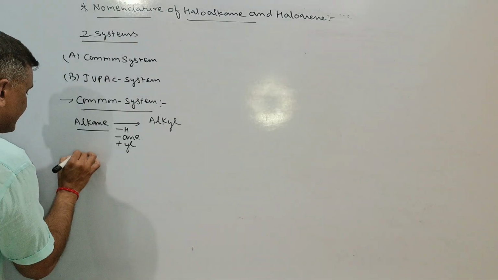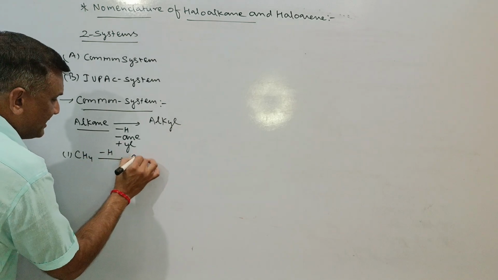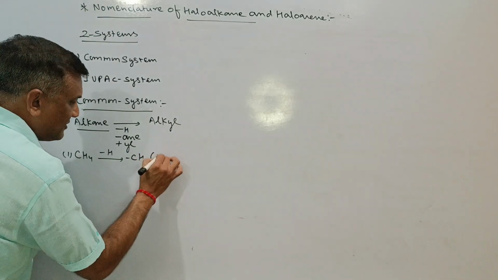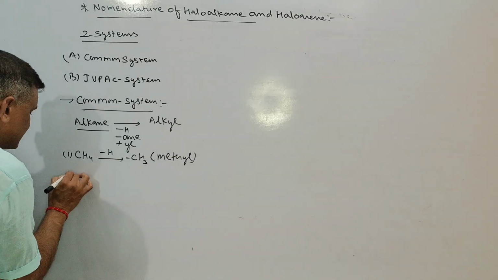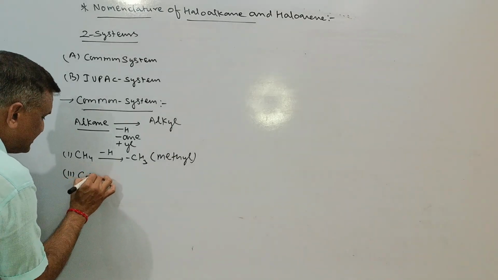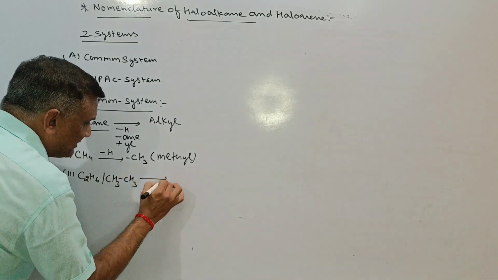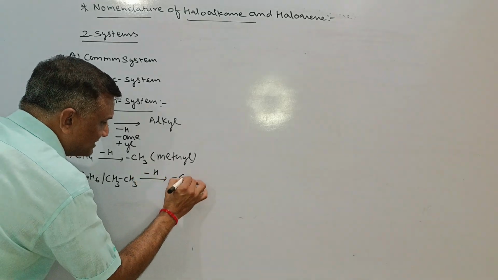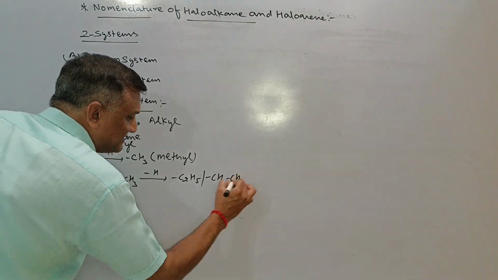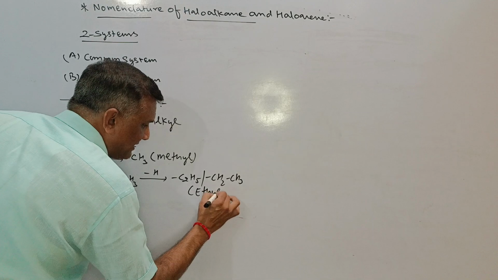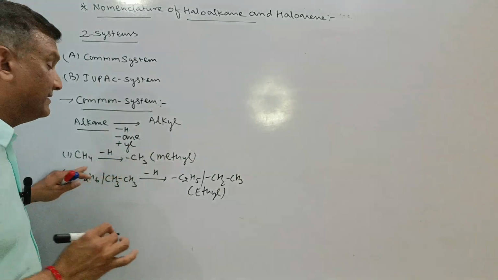Suppose you have methane, CH4. After removal of hydrogen it will be CH3, known as methyl. If I remove hydrogen from ethane, C2H6, or you can write it CH3-CH3, then after removal of the hydrogen it will be C2H5, or CH2CH3, known as ethyl. So for methane and ethane, there are two substituents, methyl and ethyl.